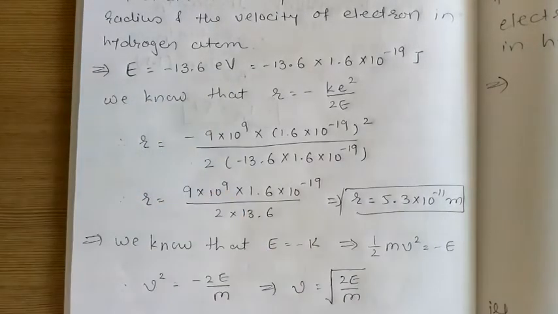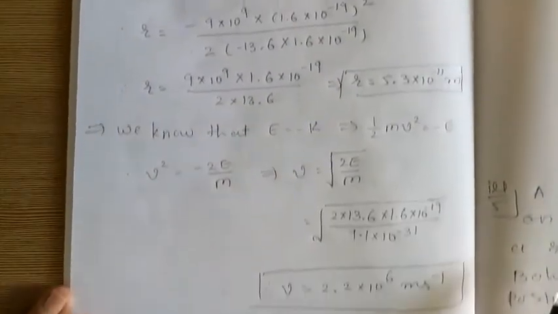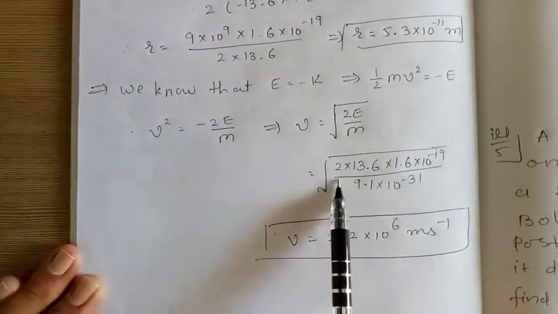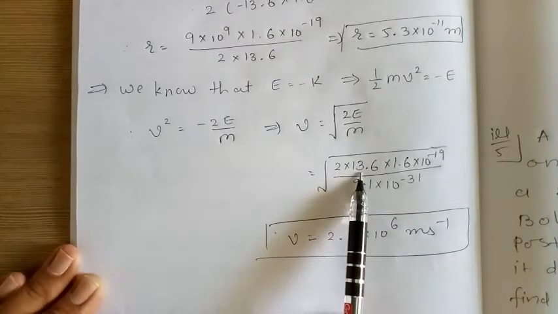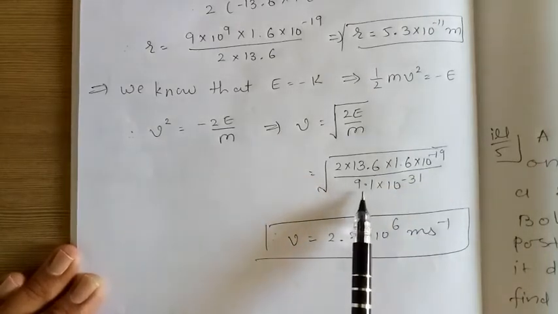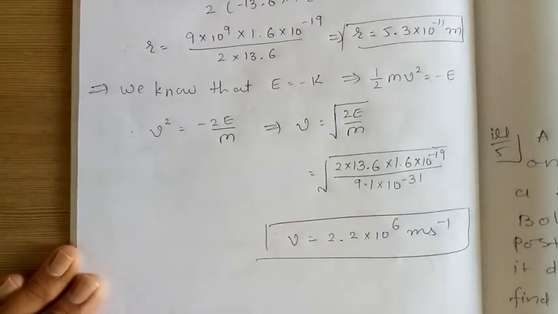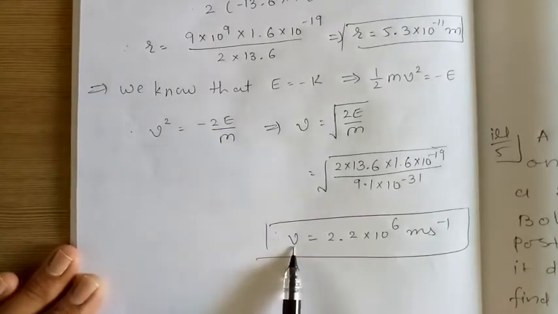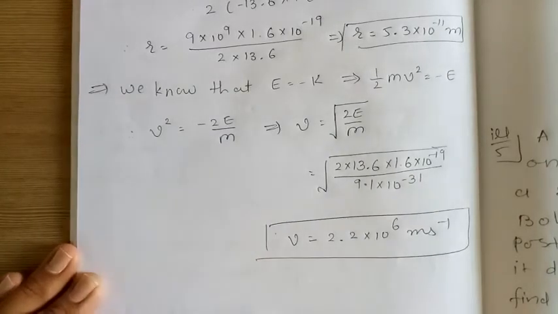E is equal to minus 13.6. So minus minus plus. So we can write that V is equal to the square root of 2E by m. After putting all the values, square root of 2 times the value of E, 13.6 into 1.6 into 10 raised to minus 19, upon the mass of electron. We know that the mass of electron m_e is 9.1 into 10 raised to minus 31, right? So finally we get the value of velocity V is equal to 2.2 into 10 raised to 6. The unit of velocity is meter per second, right?